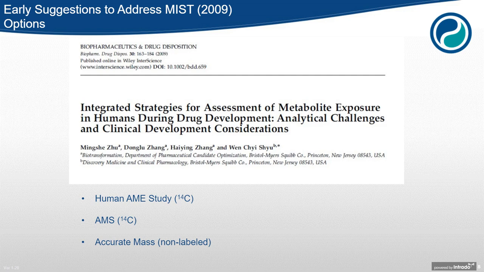So early, the DMPK analytical community started coming up with ideas on how to address this guidance. So this paper that was published in 2009, the year after, from the BMS group, suggested that there were 3 approaches that we could take. One is using a human mass balance study with carbon-14. The other is using an accelerator mass spec study, also using carbon-14. Both of those are somewhat expensive, and so the question is whether that amount of investment in a program this early in its clinical development was warranted.